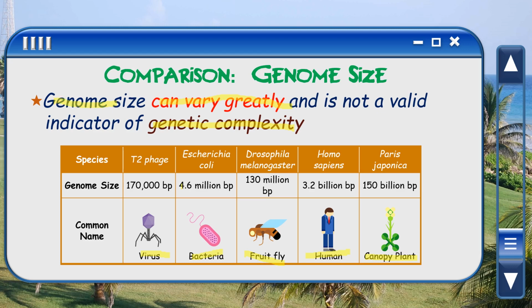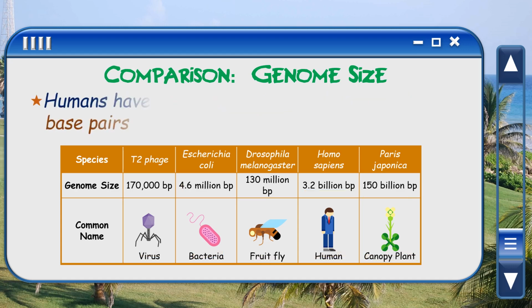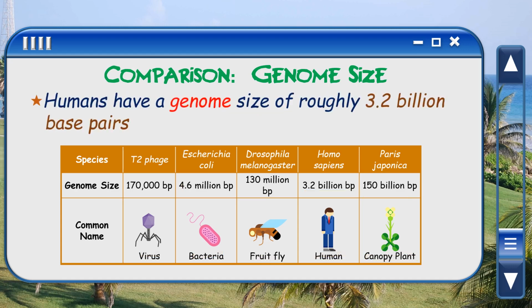But genome size can vary greatly and is not a valid indicator of genetic complexity. If more base pairs meant more complexity, we would expect the canopy plant to be more complex because it has 150 billion base pairs compared to Homo sapiens with 3.2 billion base pairs. So genome size does not indicate genetic complexity. Humans have a genome size of roughly 3.2 billion base pairs.